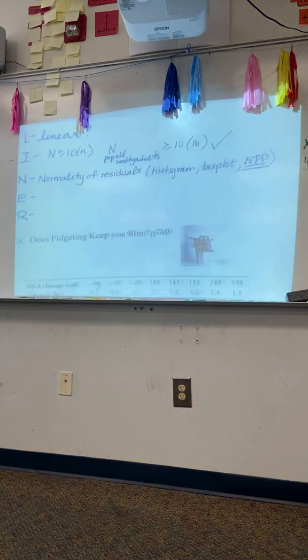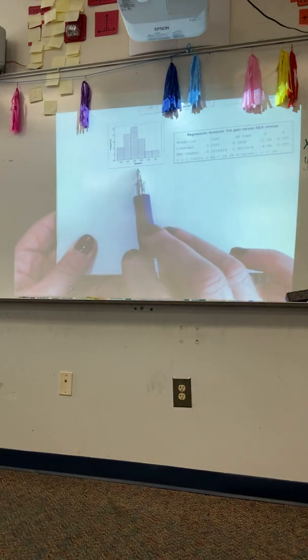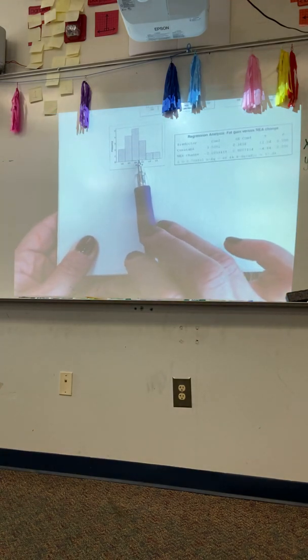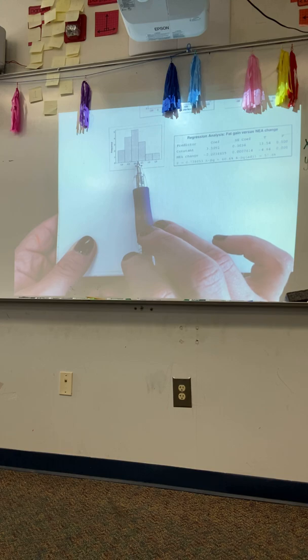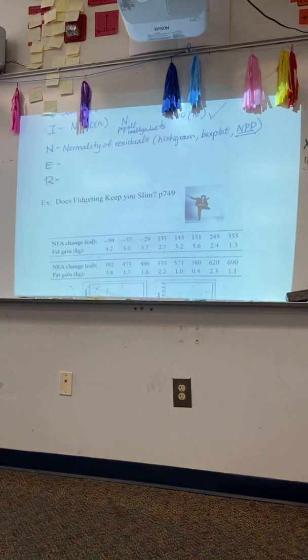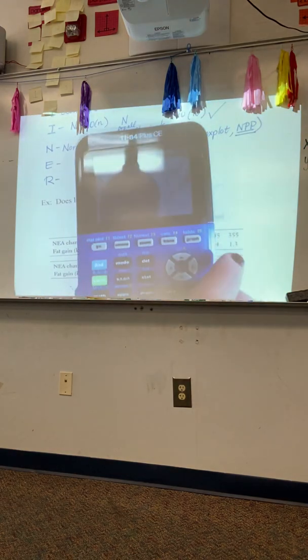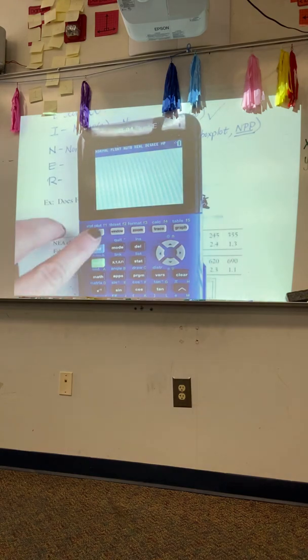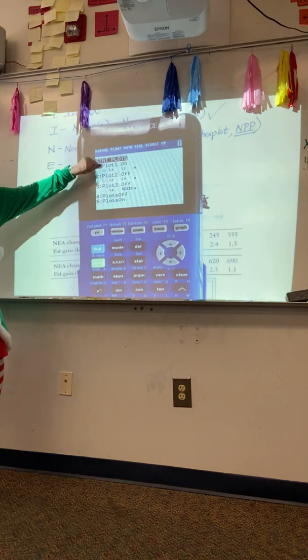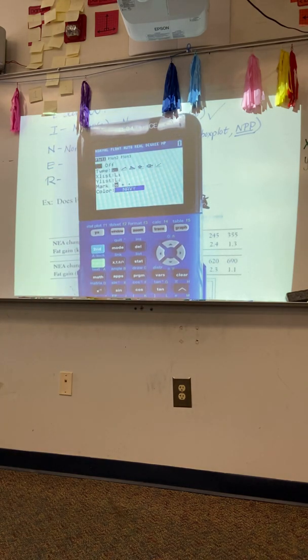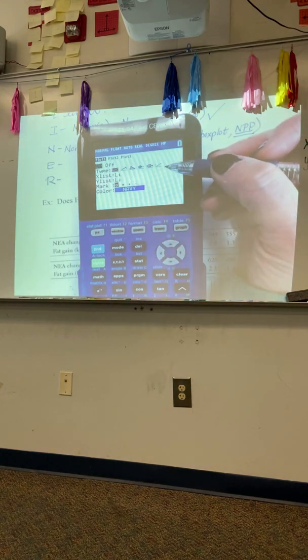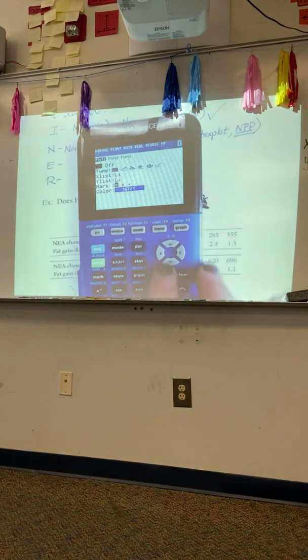If you look down here at the bottom of the paper, they did a histogram of the residuals, which looks roughly normal, okay? I'm going to do a normal probability plot. That is my preference. So here we go, normal probability plot. Go to second, Y equals, go to stat plot. Your normal probability plot is the very last one. Go all the way down to the bottom.